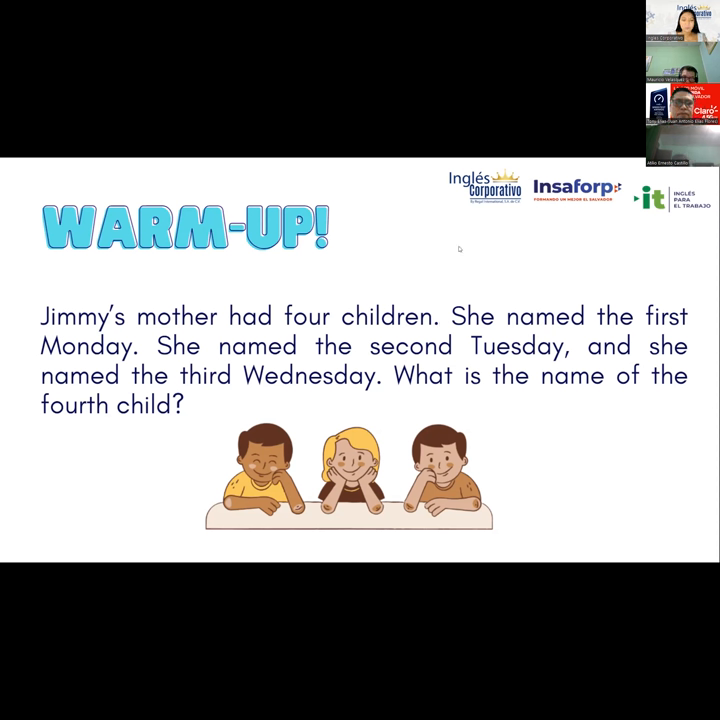Listen to all of the reading. Jimmy's mother had four children. She named the first Monday, she named the second Tuesday, and she named the third Wednesday. What is the name of the fourth child? Following the logic of the previous names, the fourth is Thursday, yes. All right. So in this case, not exactly, guys, because it says Jimmy's mother.